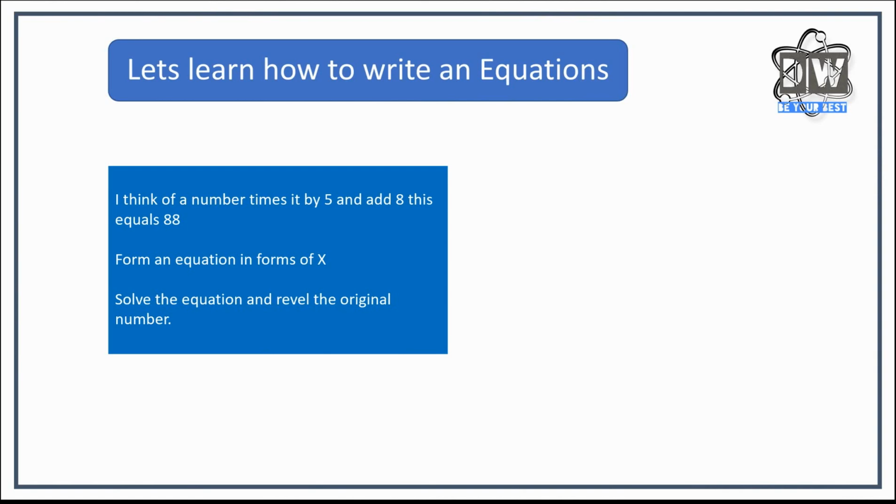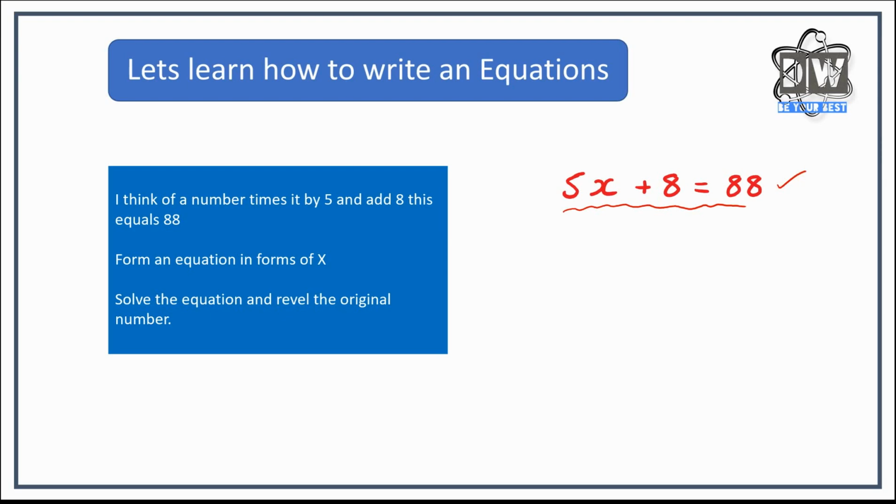Just remember, take away all the words, just put in what you can see, and away you go. All right, so I think of a number and times it by 5, so I'm going to have 5x. I add 8 to this, and that equals 88. So form an equation: we've just done it, so we can underline it and give ourselves a little tick.